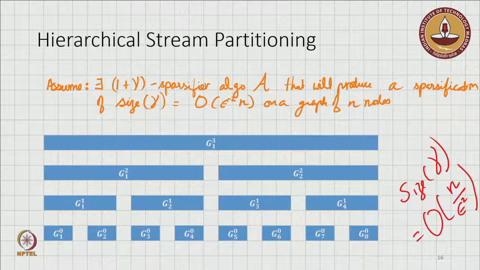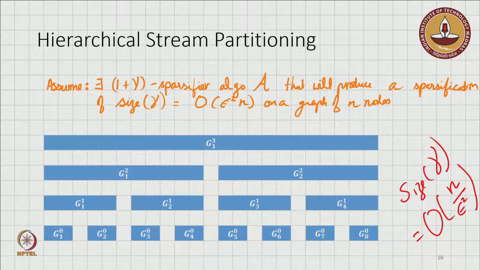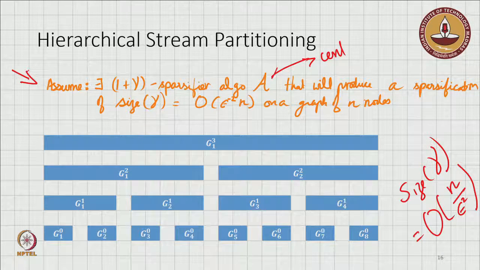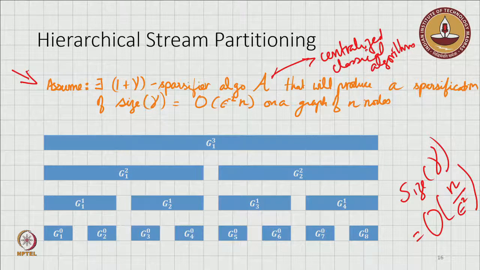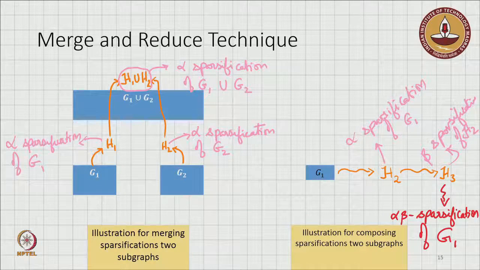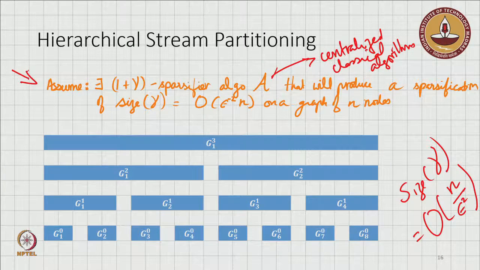So you have a way to perform sparsification, but the problem is you cannot simply apply this, because we were limited to the streaming mode. This assumes that the entire graph is available for this algorithm A. So this is a centralized classical algorithm, let's say. So now what we need to do is take advantage of these two properties, the merge property and the composability property, and actually construct an algorithm for the stream. Okay. So here's the idea.